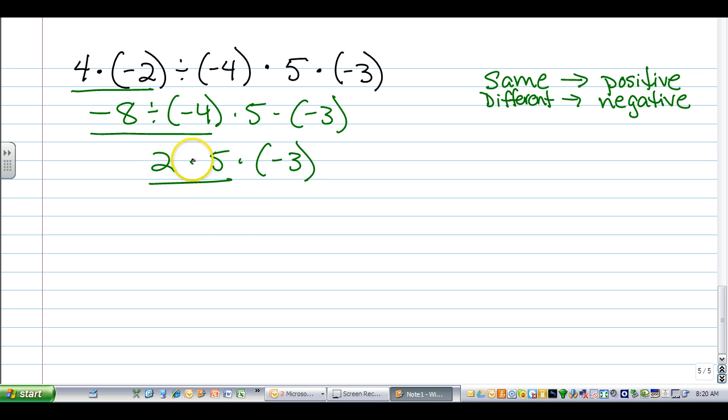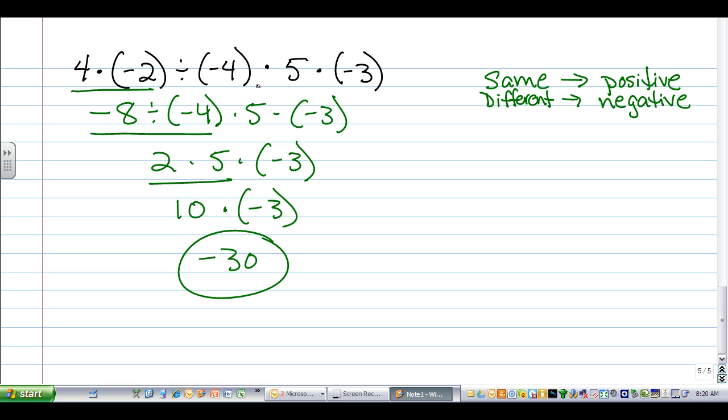2 times 5 is 10, same sign, so it's positive. 2 times a negative 3. And then 10 times 3 is 30. They have different signs, so the answer is negative. Okay, so you see I still got the same answer, negative 30, but I had to be careful and keep all my signs as I went. So when you have a longer problem, sometimes it's just easier to count the negatives. And then you know the answer is going to be negative and you don't have to worry about anything else.